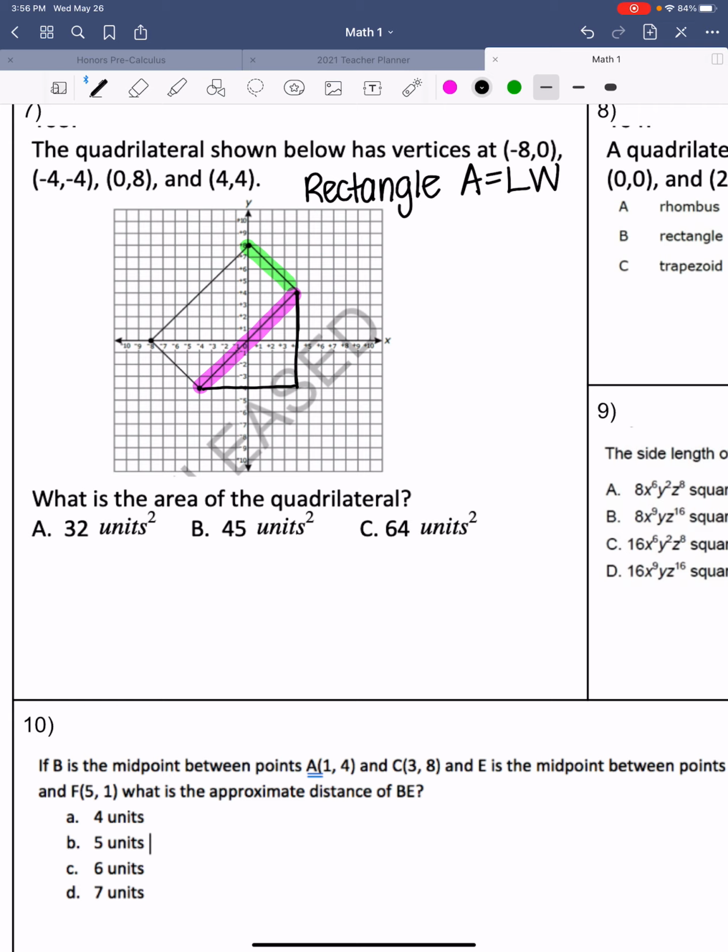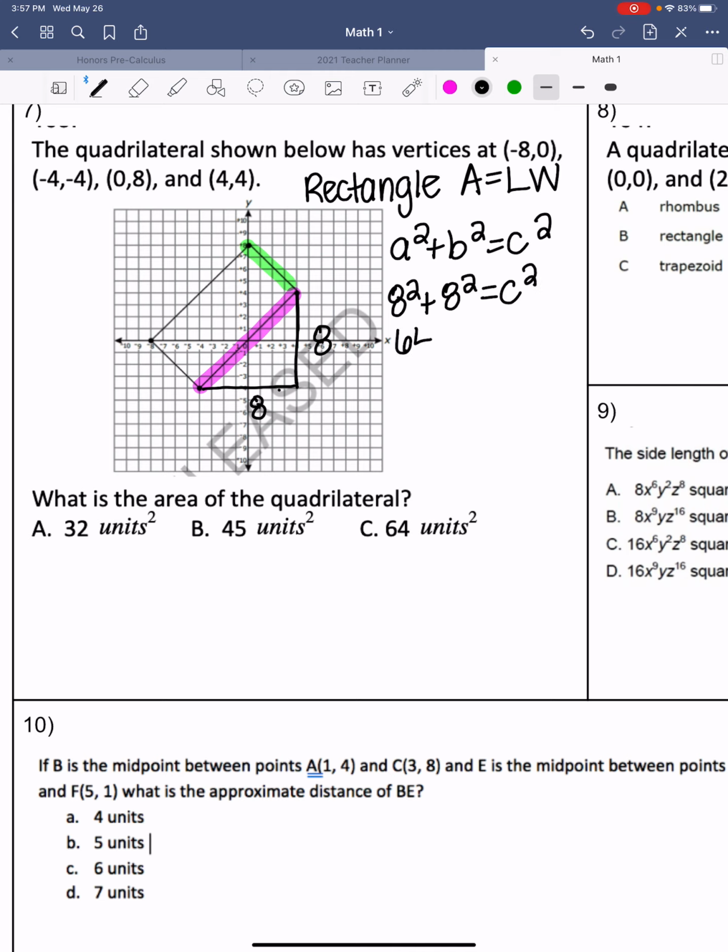So I have 1, 2, 3, 4, 5, 6, 7, 8 spaces. So this is 8. All right, then we have 1, 2, 3, 4, 5, 6, 7, 8. So again, we have 8. So for the pink side, to find our Pythagorean theorem, remember Pythagorean theorem is a squared plus b squared equals c squared. So this is going to be 8 squared plus 8 squared equals c squared.